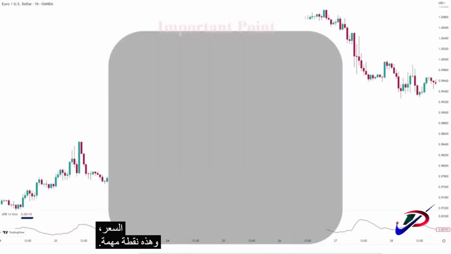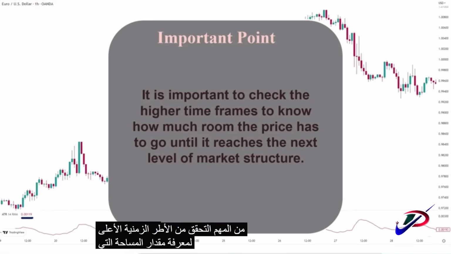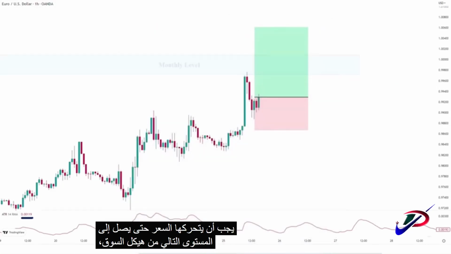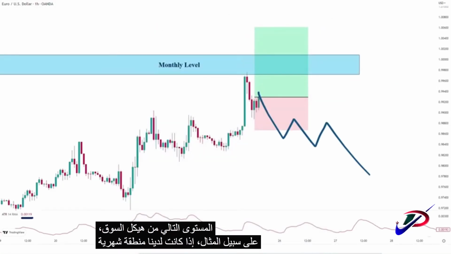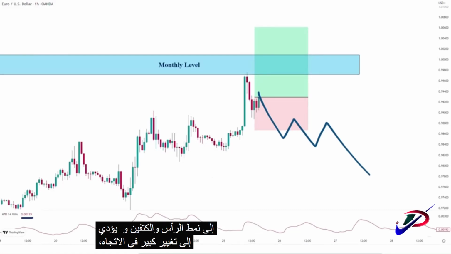Here is an important point. It is important to check the higher timeframes to know how much room the price has to go until it reaches the next level of market structure. For example, if we had a monthly zone in front of the price, it could easily shift to a head and shoulders pattern and lead to a major trend change.